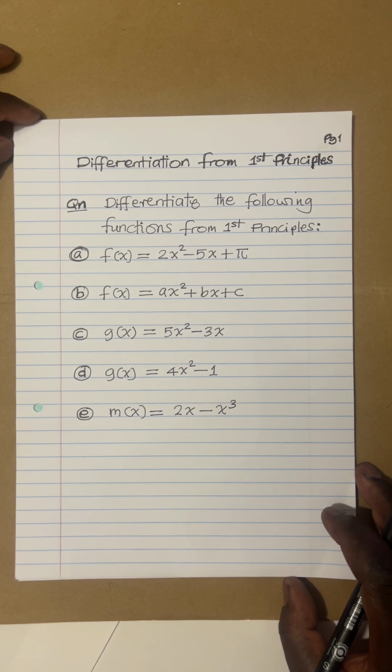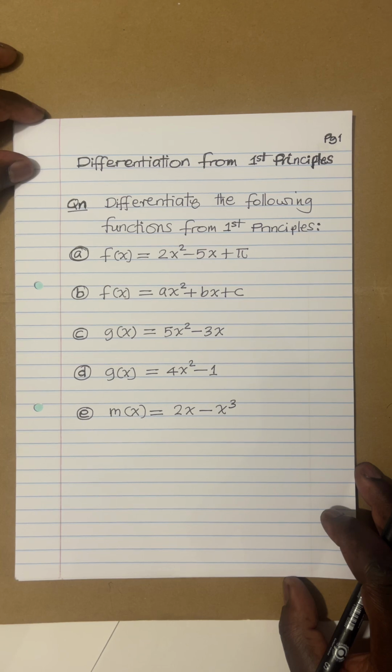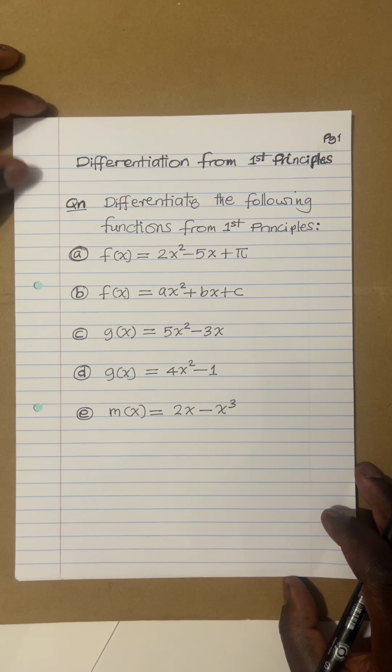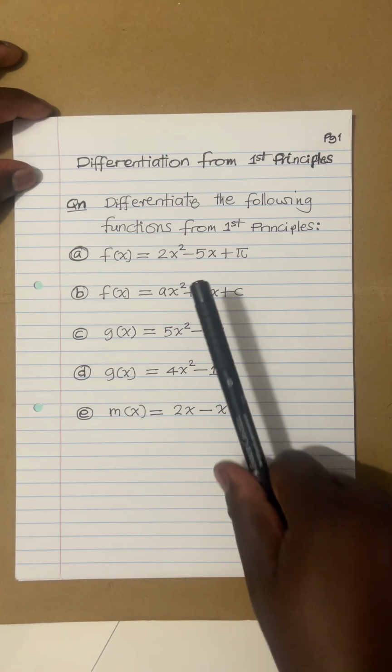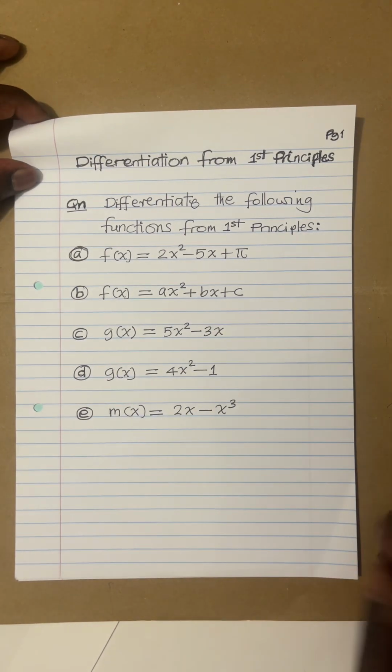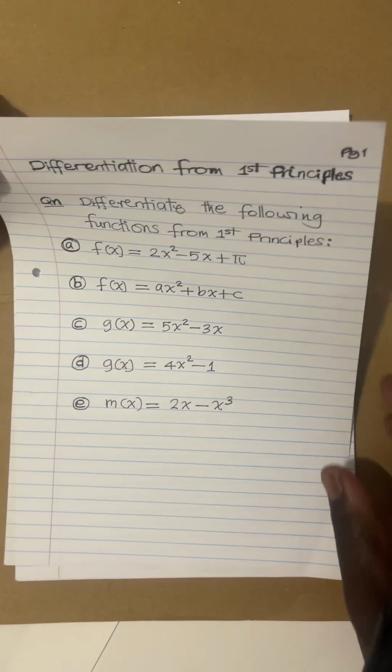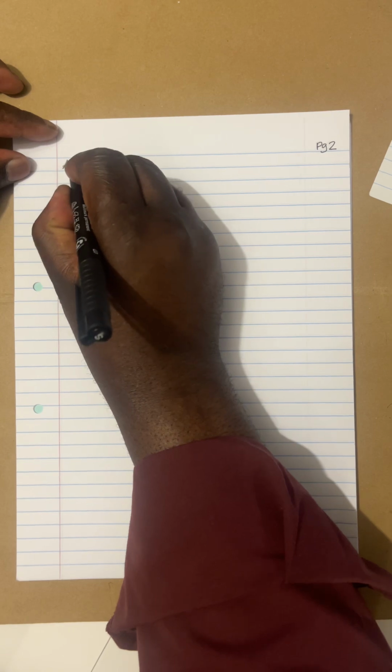So like I said, we're still on differentiation from first principles. The first question says differentiate the following functions from first principles. So we have A, f of x equals 2x squared minus 5x plus pi. We're supposed to determine the derivative of that function using first principles, and then we'll move on to number B, C, and all the way up to E as quickly as I can manage. So let's look at the first one then.